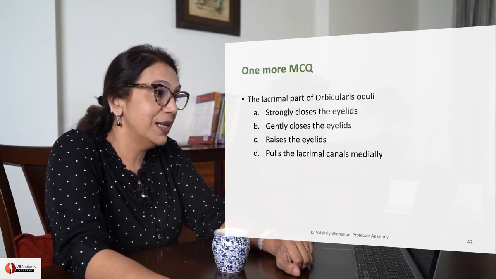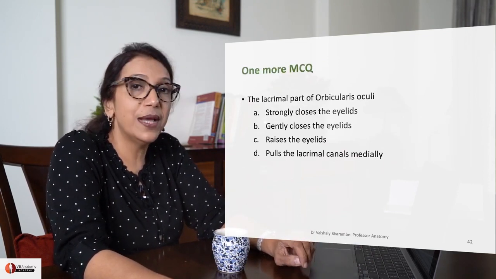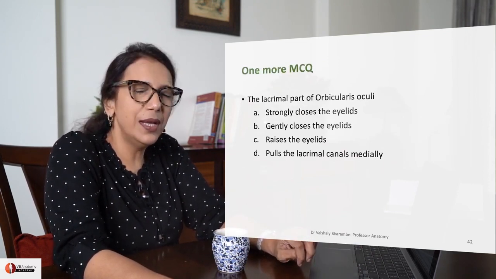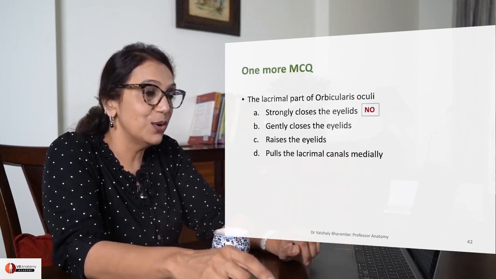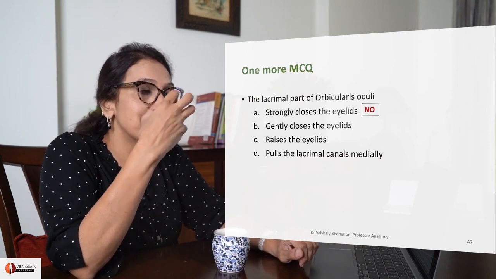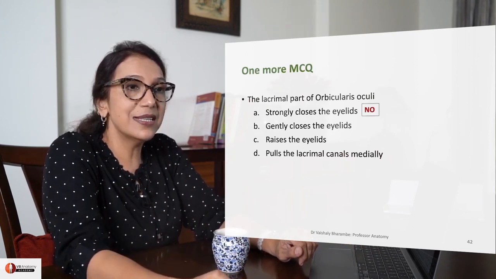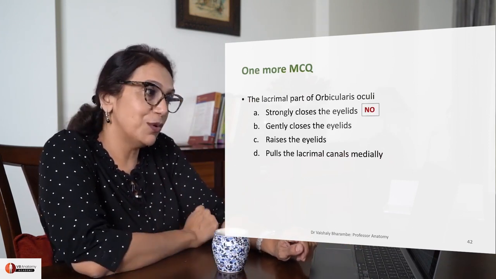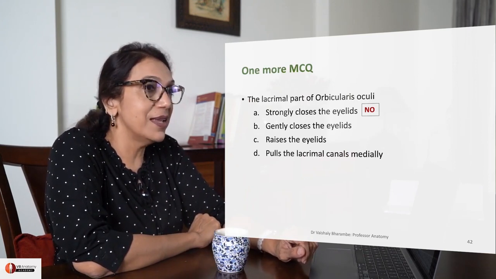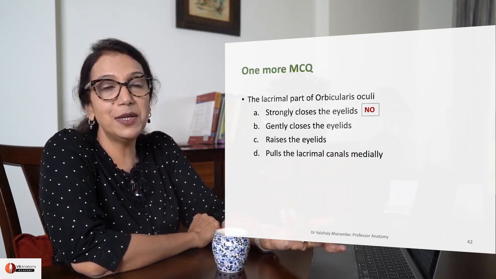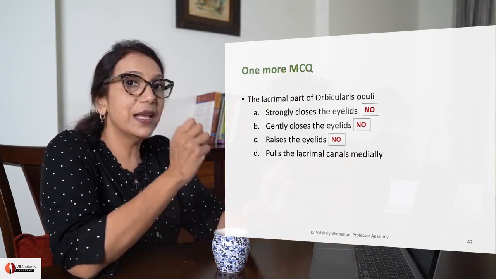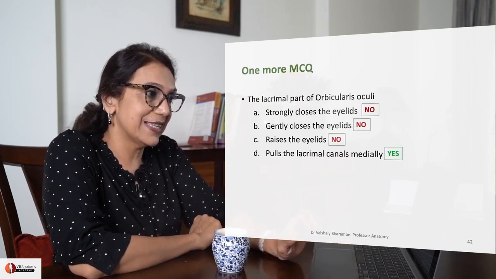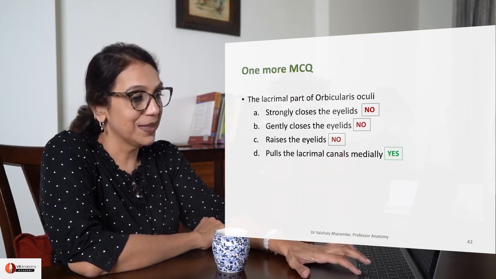One more MCQ. Lacrimal part of orbicularis oculi strongly closes eyelids? No, that's orbicularis oculi, the entire muscle. Gently closes eyelids, that's palpebral part of orbicularis oculi. Raises the eyelids, that's levator palpebrae superioris, so that's also a no. Pulls the lacrimal canals medially, yes, so that's the answer.